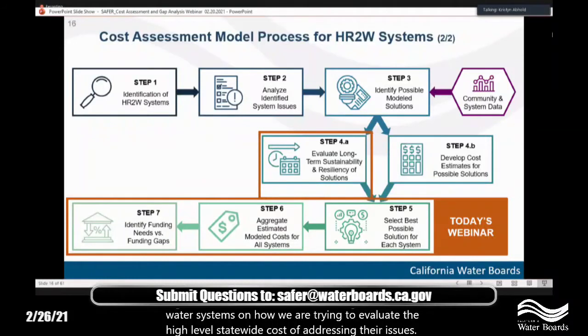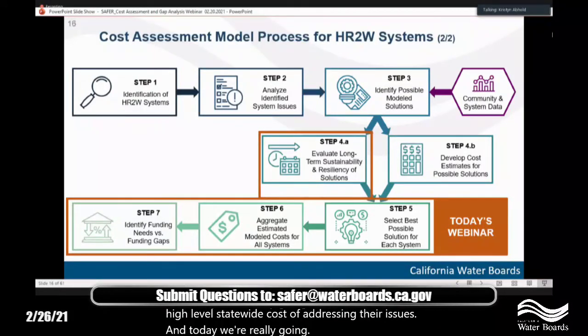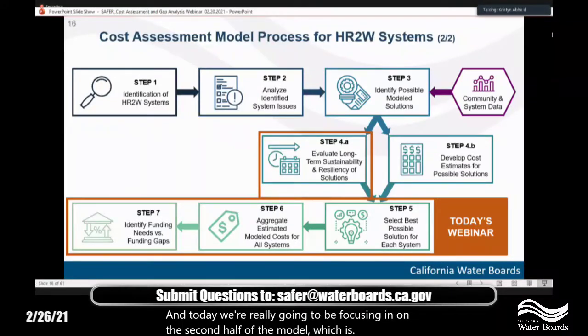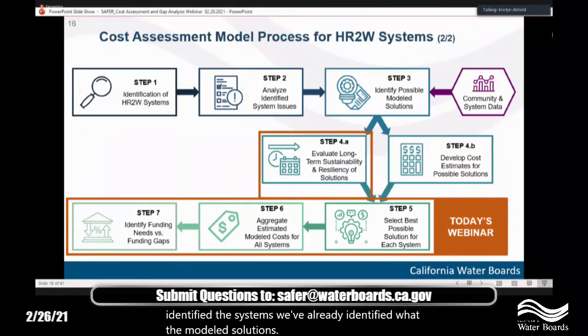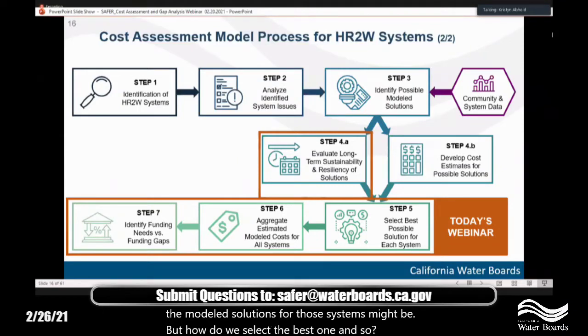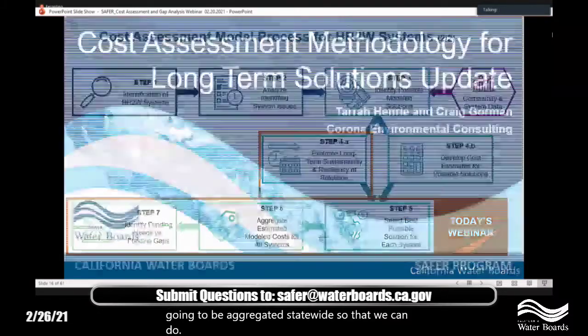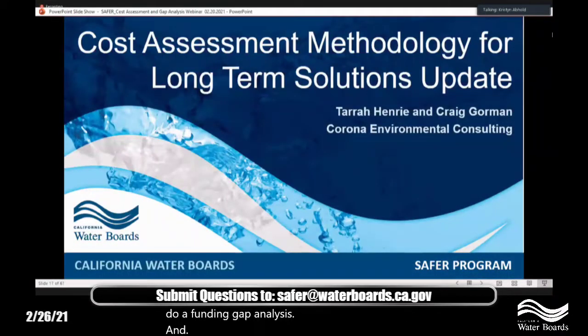And today we're really going to be focusing in on the second half of the model, which is we've already identified the systems, we've already identified what the modeled solutions for those systems might be, but how do we select the best one? And so we'll be going over the criteria on how those modeled solutions will be selected, and then how they're going to be aggregated statewide so that we can do a funding gap analysis. And with that, I'm going to turn things over to Tara with Corona Environmental, who's going to give you an update on the cost assessment model.